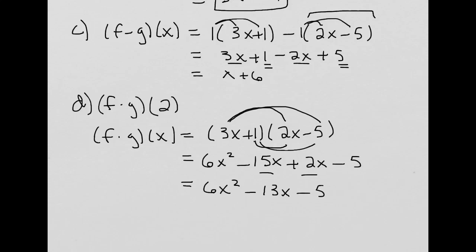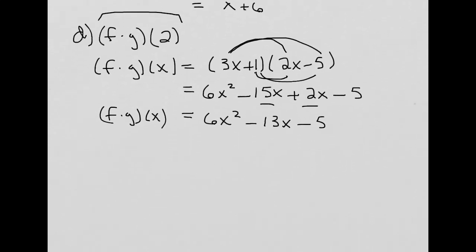So what I've found so far is just f times g of x. But I haven't finished the problem yet because I'm supposed to find f times g of 2. So the last step in the process is I'm going to take this formula that I just figured out and I'm just going to plug 2 in for my x's.